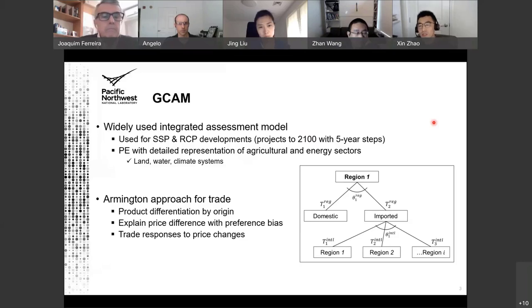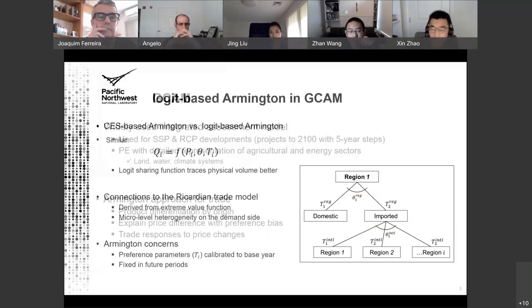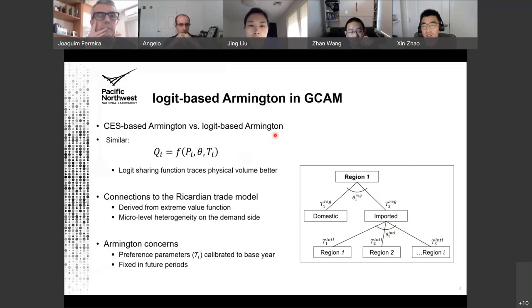And when we talk about this Armington approach for trade modeling, it's fairly commonly used in CGE models. It assumes that products are differentiated by their origin, and it explains price differences using preference bias across different sources from the consumer's perspective. And usually we use a nested structure for this, modeling regional competition between domestic versus imported products, and then another level for international competition. So when I was talking about this logit-based arbitrage approach, it's very similar to the traditional CES-based arbitrage approach. The only difference there is the functional form.